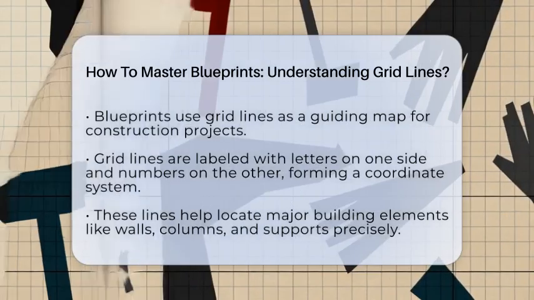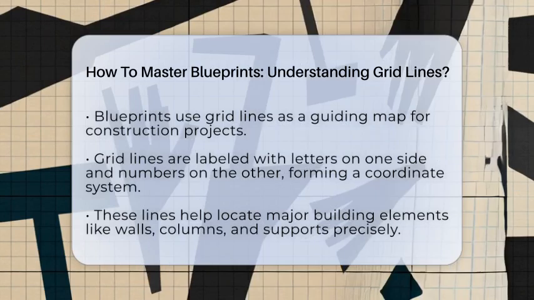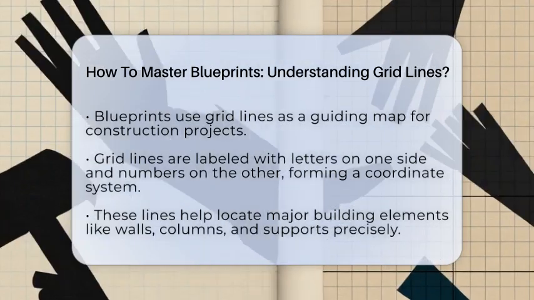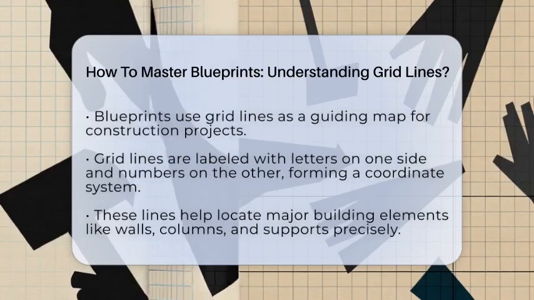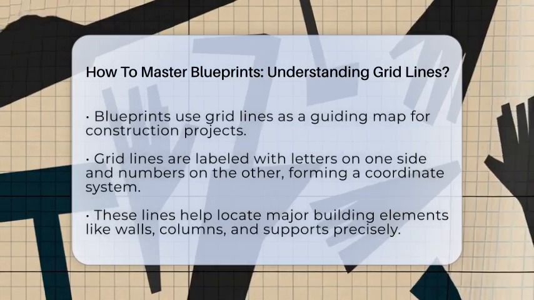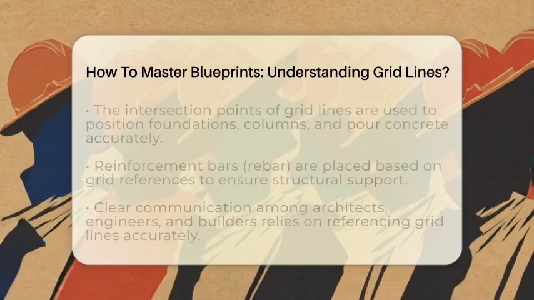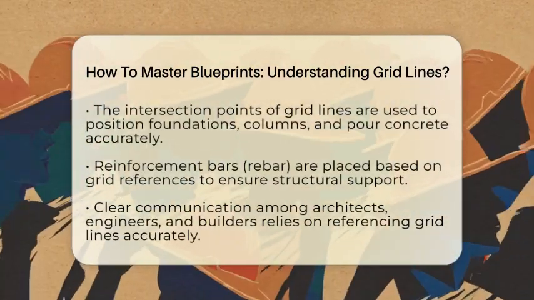When you look at a blueprint, you'll see a series of lines running across the plan. These lines are labeled with letters on one side and numbers on the other. For example, you might see a line marked A and another marked 1, 5. Together, they form a grid that helps you find exact locations on the plan quickly. Think of it as a coordinate system, like in a map or a game.